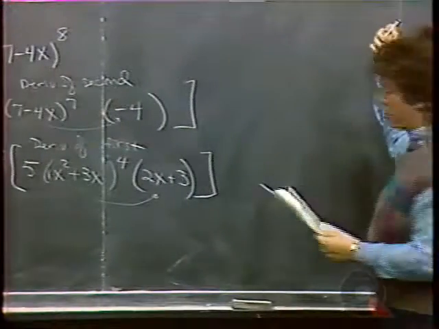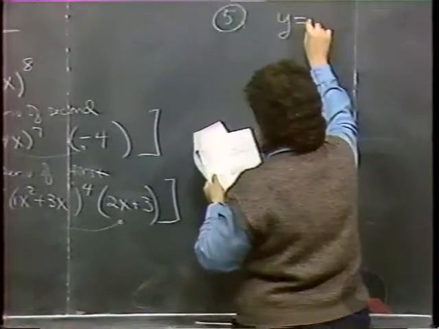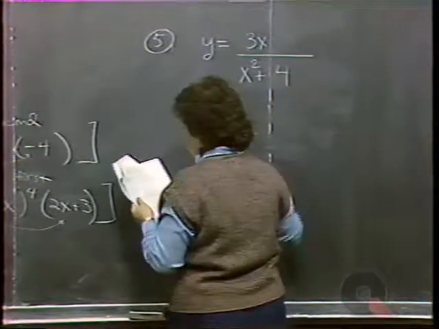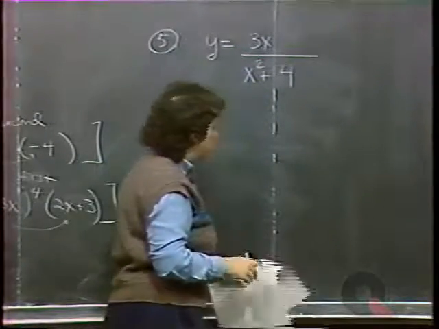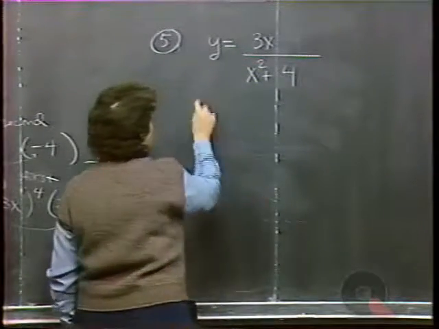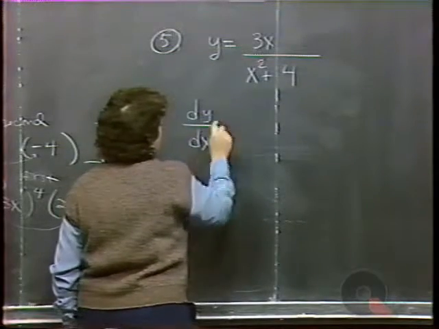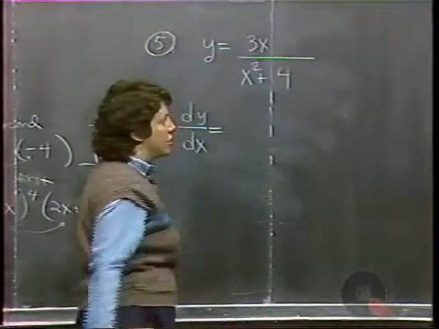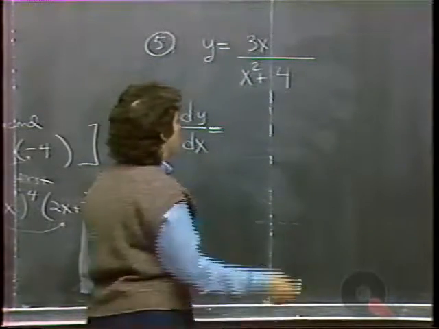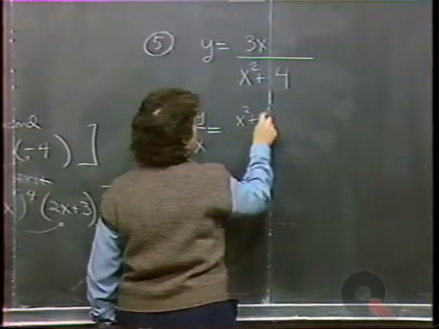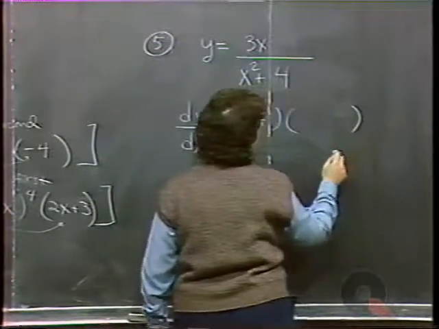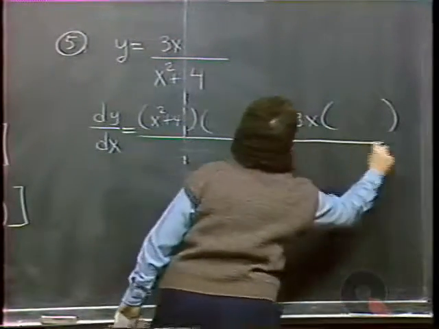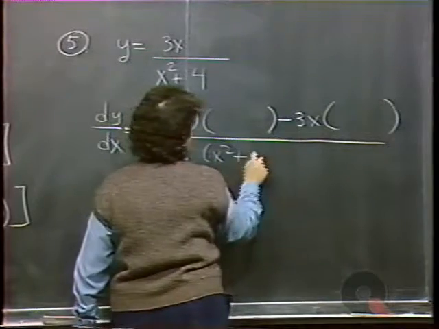For my next example, let's try this. Y equals 3x over x squared plus 4. Okay, this is a fairly straightforward problem. It is clearly a quotient. We don't even have to go back to the formulas to see that this is really like f of x over g of x. It's a quotient. So the derivative of a quotient will be the denominator times the derivative of the numerator minus the numerator times the derivative of the denominator all over the denominator squared.